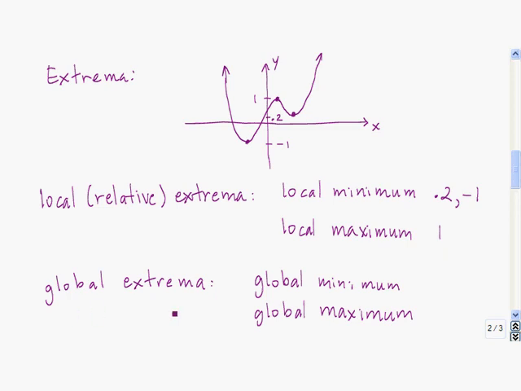Let's move to global extrema. The global minimum is the overall lowest y value that the function has. If we look down this graph, keep going down, we see that −1 is the lowest y value that this function takes on. So −1 is the global minimum of this function. The global maximum is the overall highest y value that it takes. This goes on forever in this direction and forever in this direction, so there is no highest y value, which means there is no global maximum.